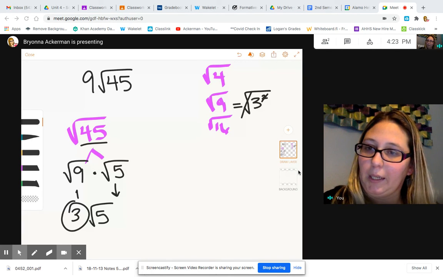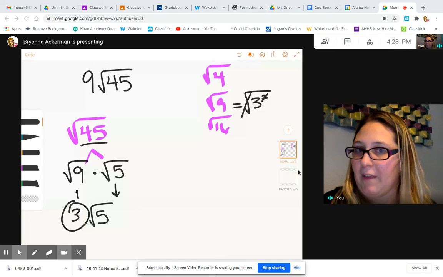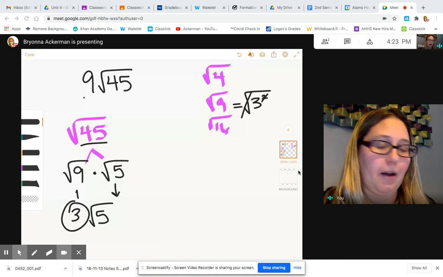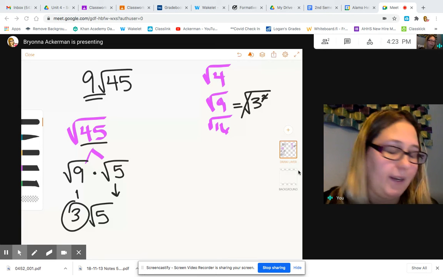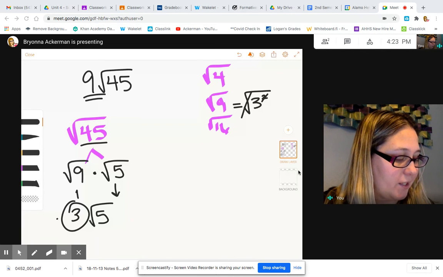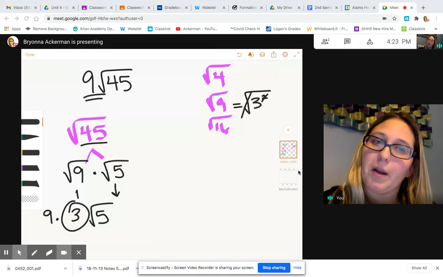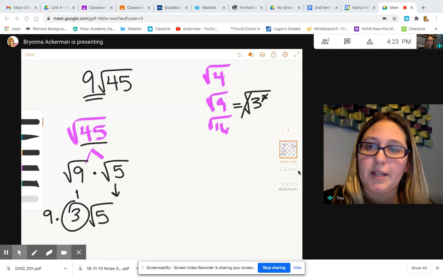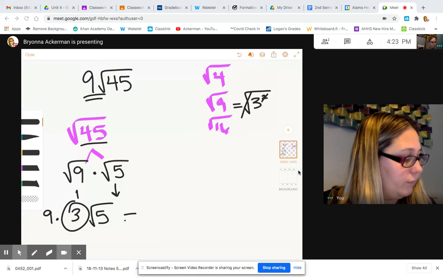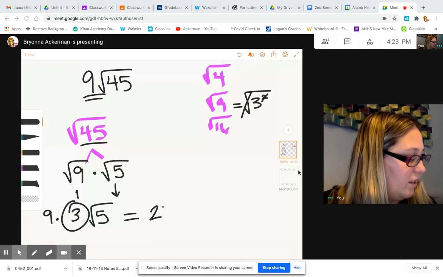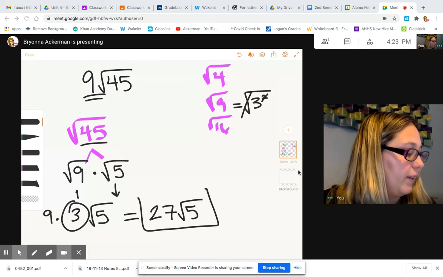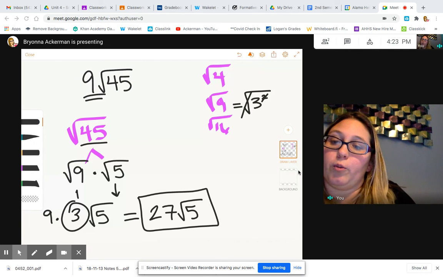Now, normally, if it was just the square root of 45, I would be done. The answer would be 3 root 5. But there was this 9 out here. That 9 is now on the outside with this 3, and I need to multiply those together because they're both on the outside. So 9 times 3 is 27. And then I still have that square root of 5. So my final answer is 27 root 5.